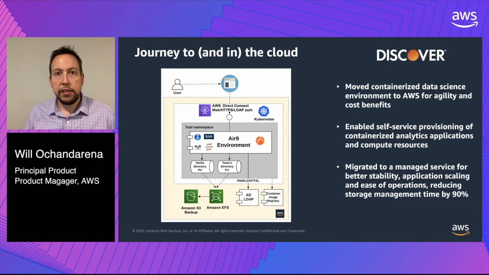Each of their data scientists have their own home directory that's backed by EFS, and each of their teams has a team directory backed by EFS. So it's really simple for their data scientists to get access to the data they need while having their own custom environment. And everything is fully elastic, so they can move very quickly.